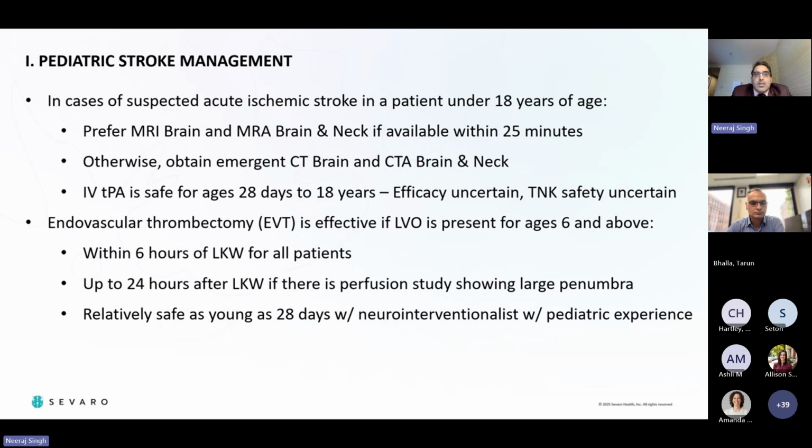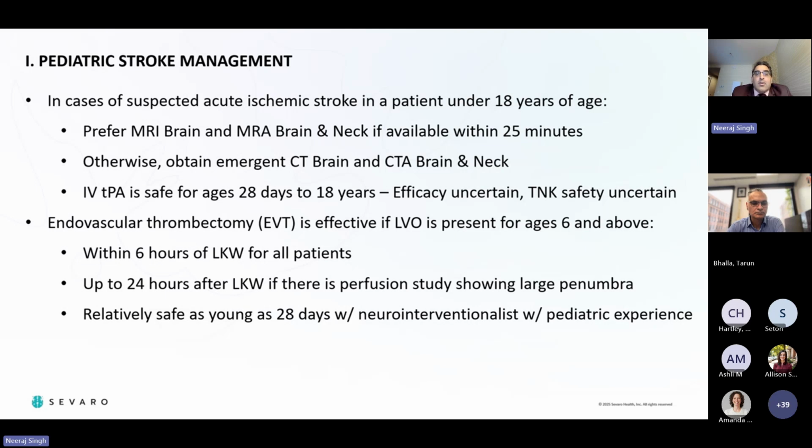Right now, there's enough information to say that IV TPA is safe for pediatric patients between 28 days of age and 18 years of age. The efficacy is still uncertain. So we know it's safe. We're not entirely sure how efficacious it is. Part of that is due to limited amount of data because it's not that common. And there is just not enough data to confirm whether tenecteplase or TNK is safe or efficacious. So right now, the recommendation in the guidelines is that IV TPA or alteplase can be used in these pediatric patients presenting with evidence of acute stroke.